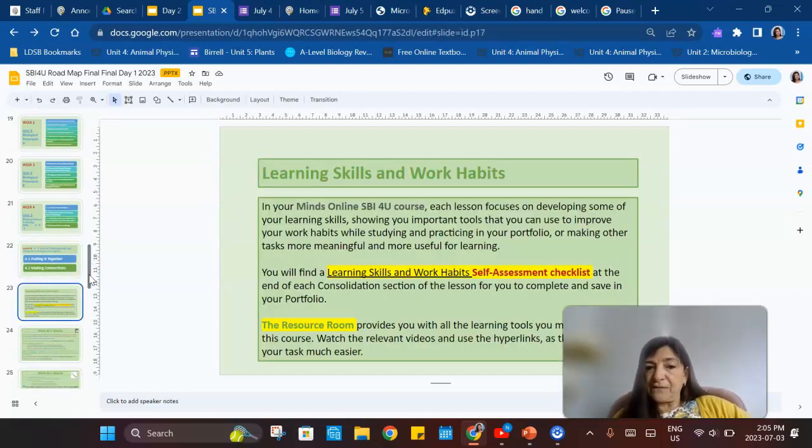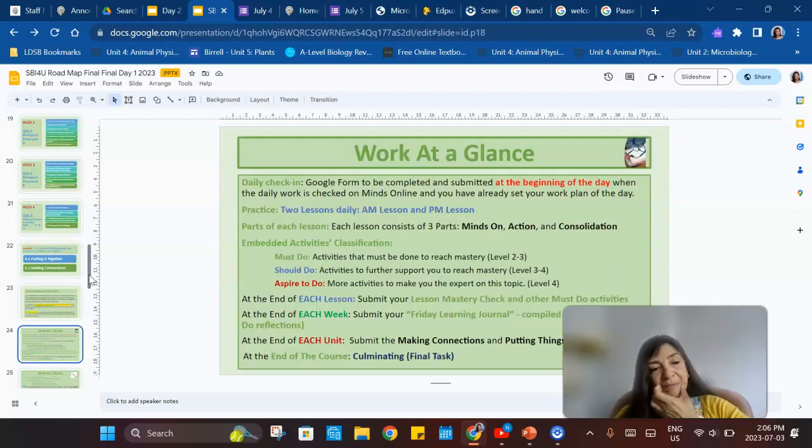Learning skills, as we said, are very important, and there is a self-assessment checklist on learning skills every day. I would start by looking at it before starting the lesson, just to have an idea about the different skills that I'm expected to develop in each lesson.